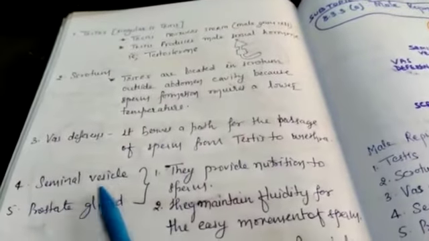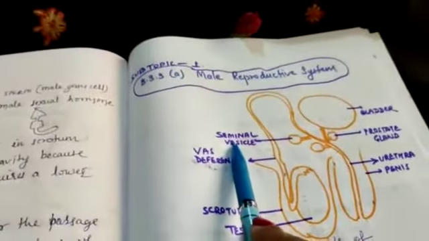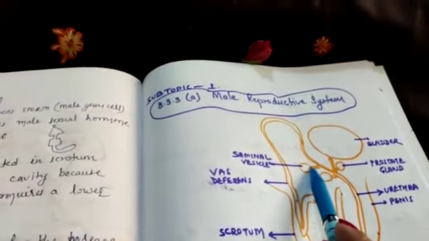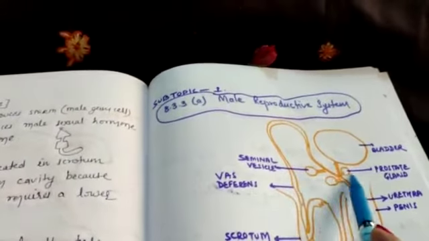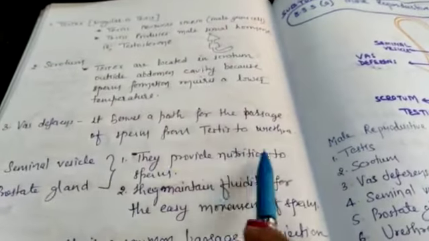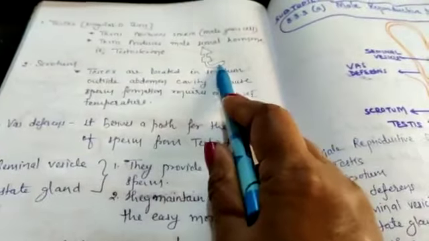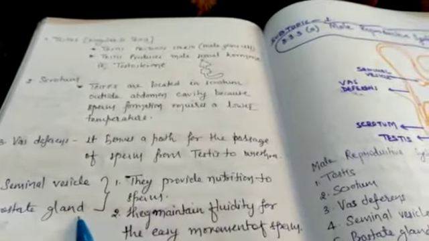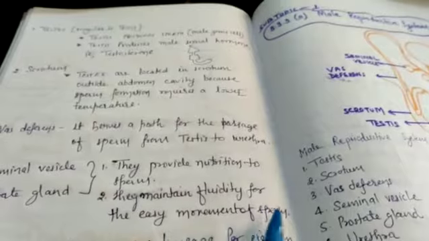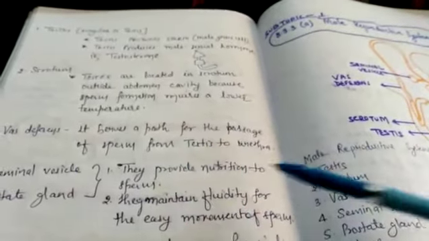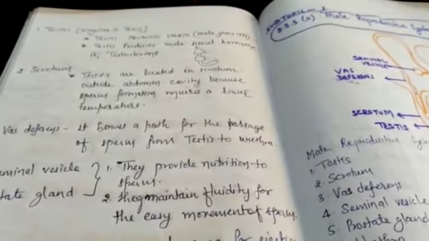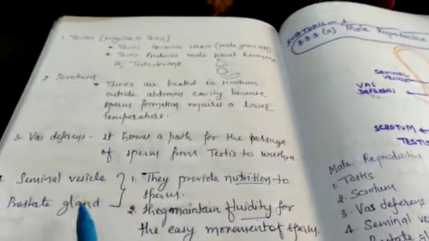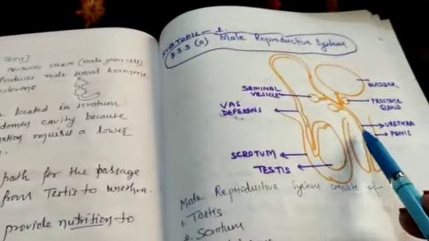Then next structures we have are the seminal vesicle and the prostate gland. The two main names are mentioned: one is the seminal vesicle, the other is the prostate gland. The seminal vesicle is present in the starting portion here, and the prostate gland here, right? Collectively, their function is that they provide nutrition to the sperm. The sperm requires nutrition, so in the starting portion it is provided by the seminal vesicle, later on by the prostate gland. They also maintain fluidity for the easy movement of sperm. If a sperm is moving, it requires some mobility, some fluidity, right? So this fluidity and nutrition are provided by the seminal vesicle and prostate gland. Understood?